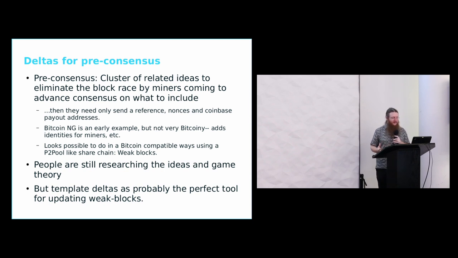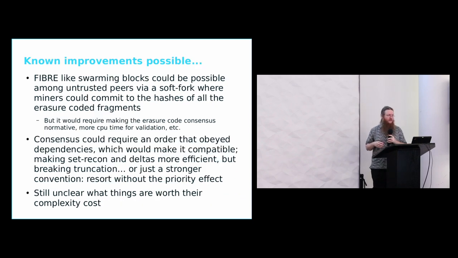Considering how much more development there is to do on this stuff, I don't know how reasonable it would be to do that. And there are some downsides of it as well. In particular, if you want to prove that a particular packet was one of the ones the miner had authorized, the SPV proof for it, the hash tree, would be quite large. Another thing is that consensus could require an order that obeyed dependencies, which would make it compatible to do that, so you could make set reconciliation and deltas more efficient, but it would break truncation for miners.